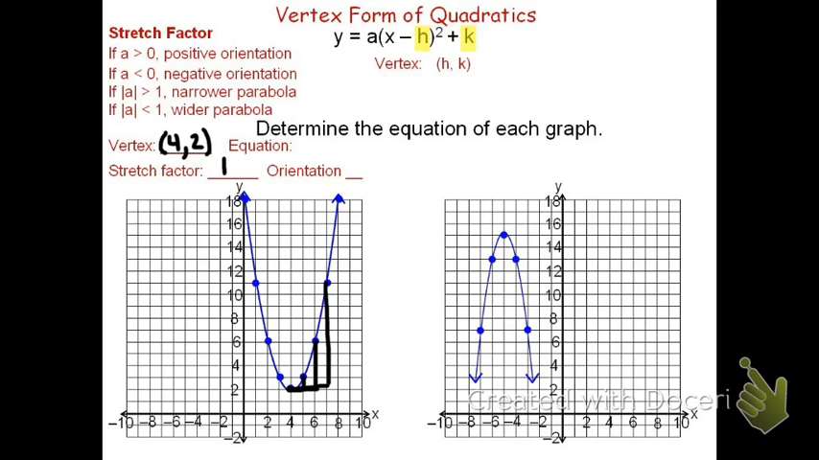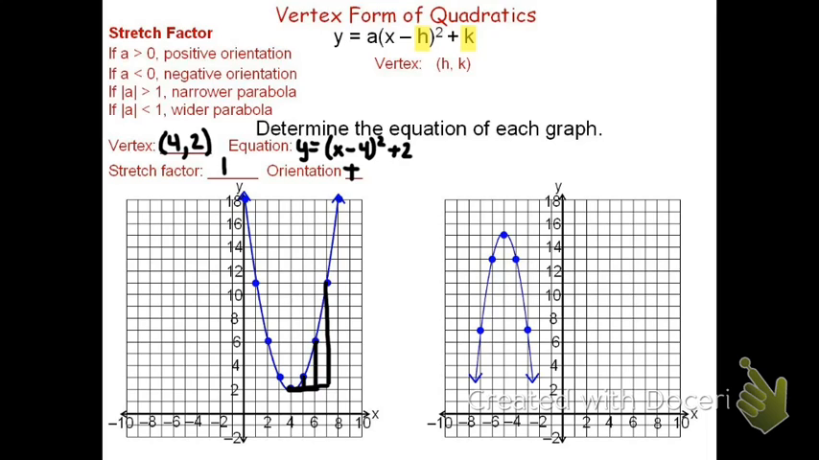The stretch factor, again, is a 1. The orientation: the parabola opens upwards, indicating that we have a positive orientation. This tells me that the a value for this parabola should be a positive 1. When we write this, we'll say y equals, we don't usually put a 1, so instead we'll just say the quantity x minus, we see that the h value in the vertex is 4, quantity squared, and we see that the k value is 2. We end it with a plus 2.